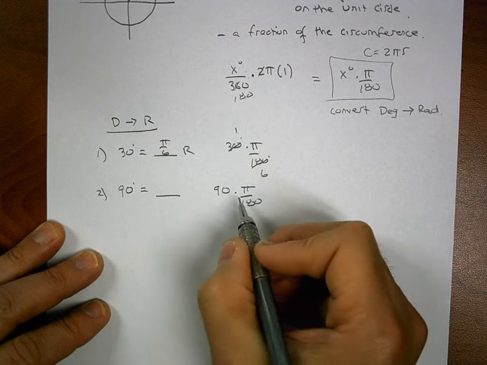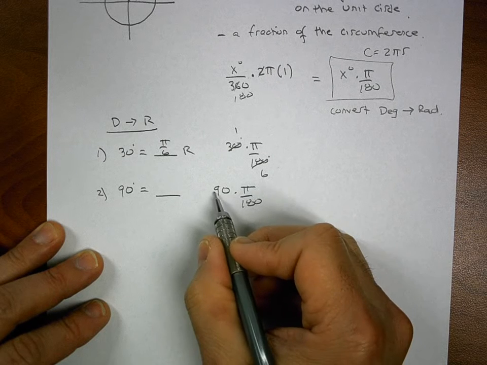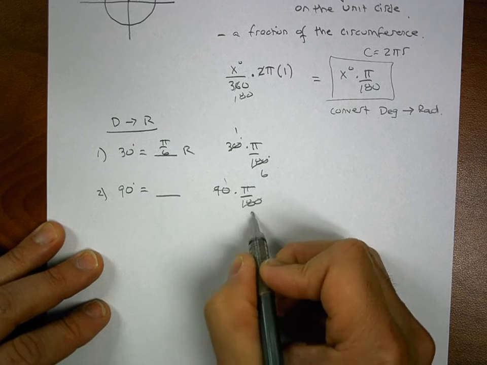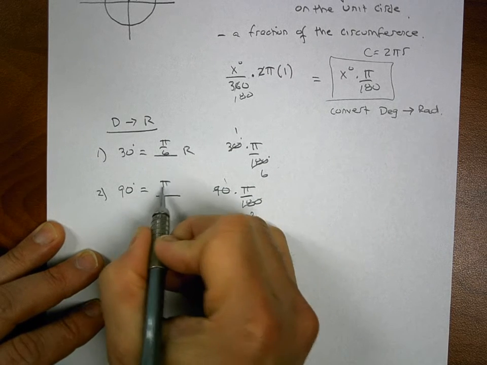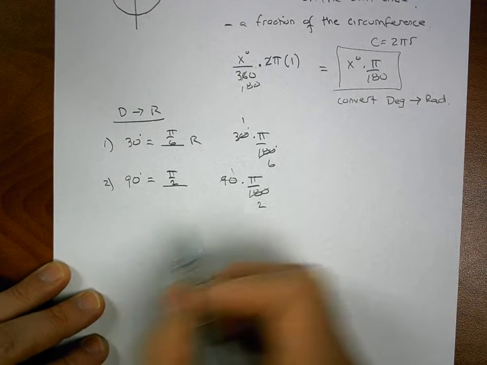Okay, and that reduces to 1/2, doesn't it? Yeah. So pi over 2. 90 goes into 90 once, 180 twice. So pi over 2, and that's something we knew anyway, right? Yes. Okay, because those are some of the common ones.